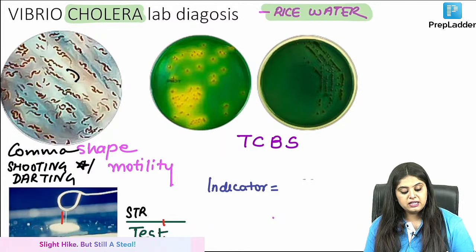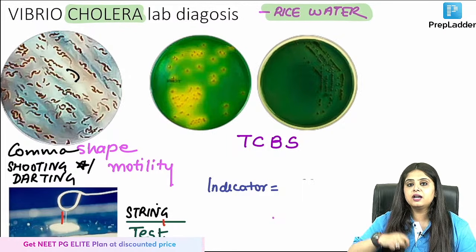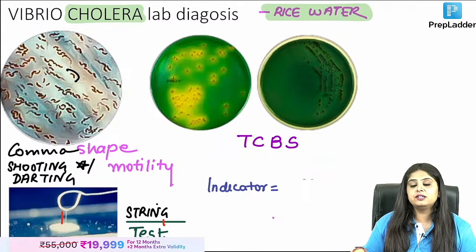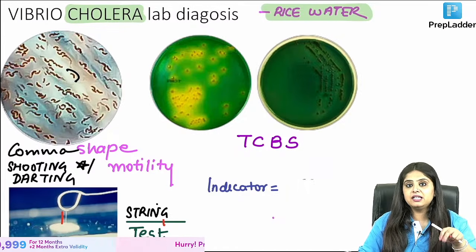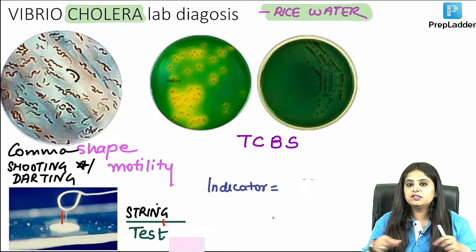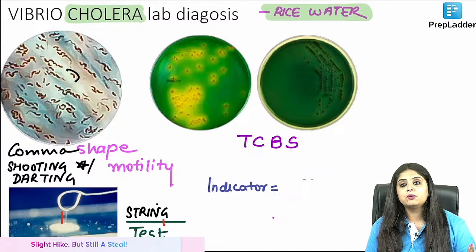And now this finally completes what we studied. If you send a string, a thread, inside the patient to catch the culprit, that is known as Giardia lamblia. String test was in Giardia lamblia. Then two bacteria which I taught you today. One was Klebsiella pneumoniae, where you were seeing the colony coming out like a string, and the second is Vibrio cholera. You have already made that table.